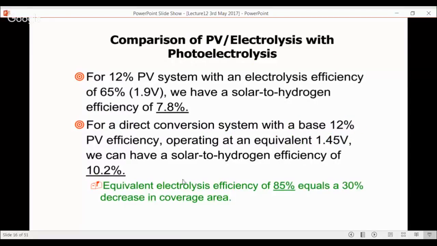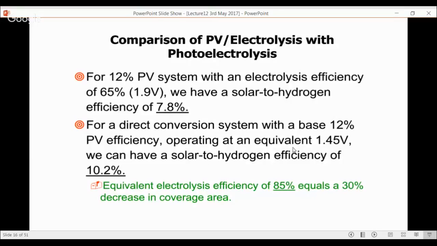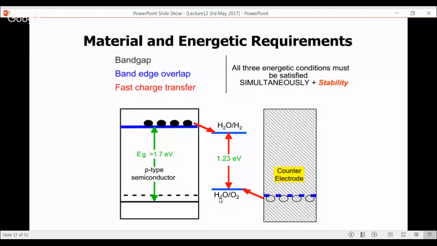If I go for direct conversion with a base efficiency of 12%, operating at an equivalent of 1.54 volt instead of 1.9 volt, then I can get 10% efficiency. Equivalent electrolysis efficiency of 85% equals a 30% decrease in the coverage area. Okay, so we have understood all of them now, at least.